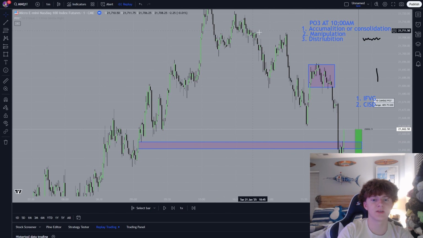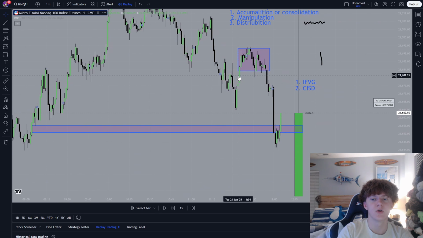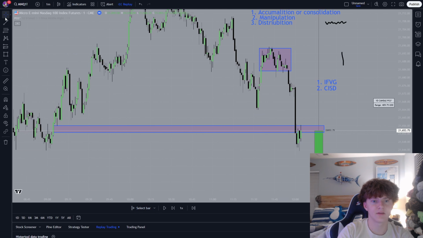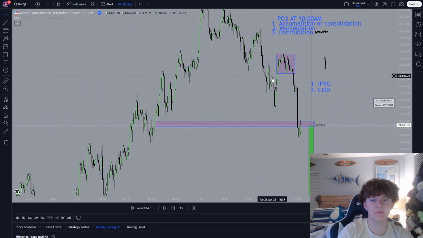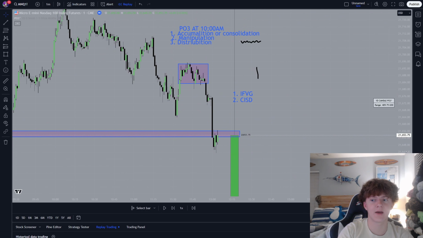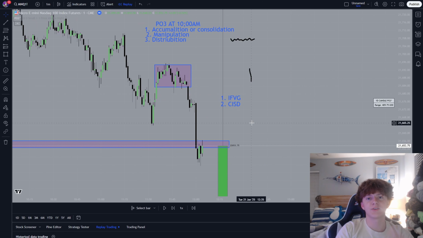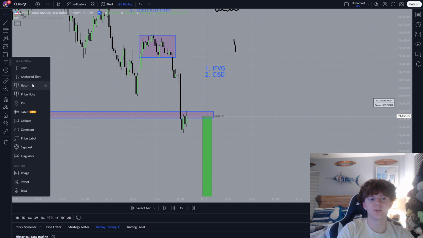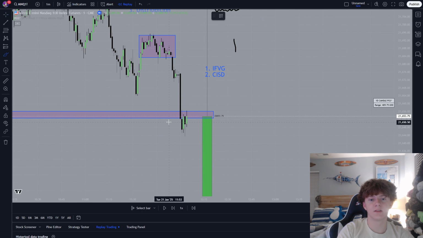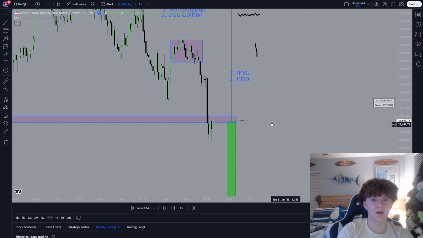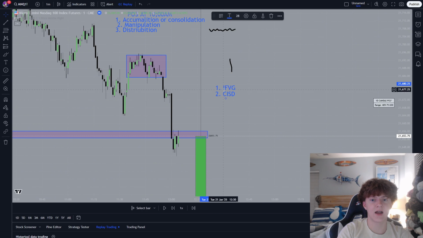So we're kind of trending above this fair value gap right here. We just manipulated down to this fair value gap. Now, you do not want to enter right here because obviously if price rejects this, we can literally keep going down. But we need a confirmation. We have our IFVG, inverse fair value gap, and our CISD, change in state of delivery.